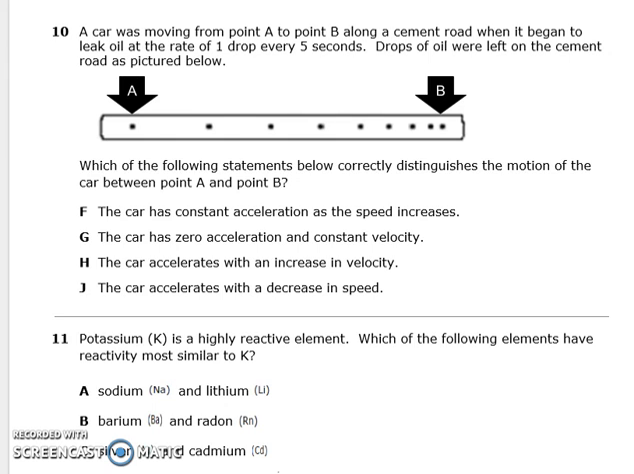F. The car has constant acceleration as the speed increases. G. The car has zero acceleration and constant velocity. H. The car accelerates with an increase in velocity. J. The car accelerates with a decrease in speed.